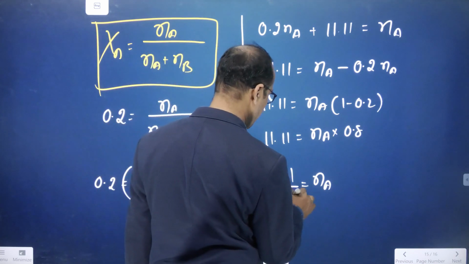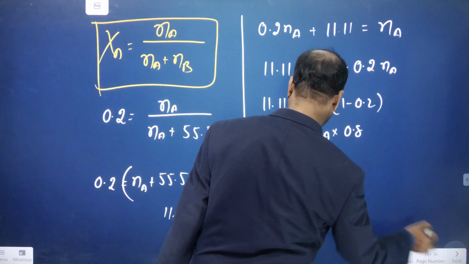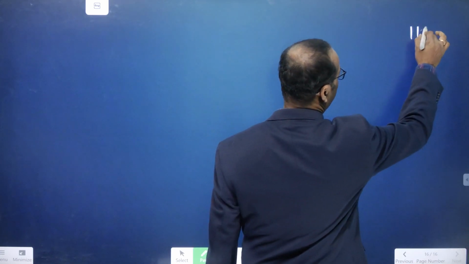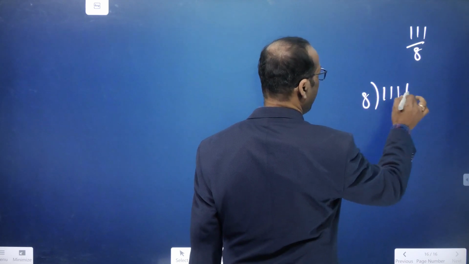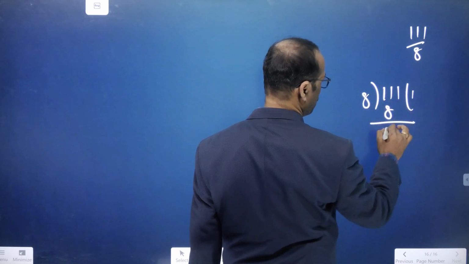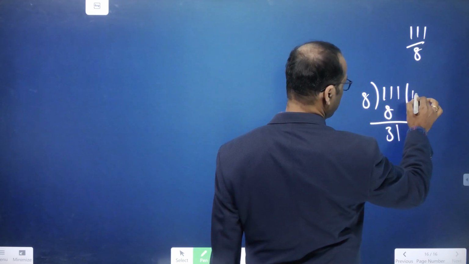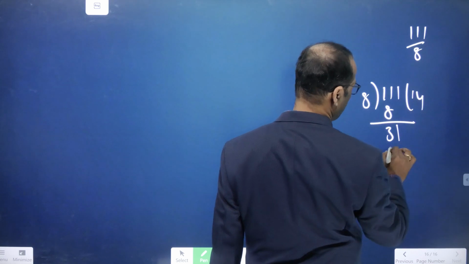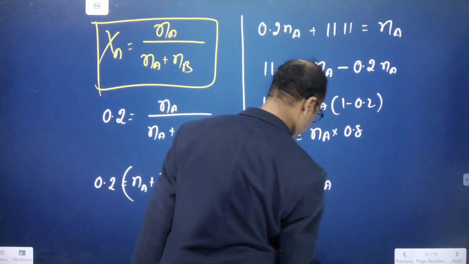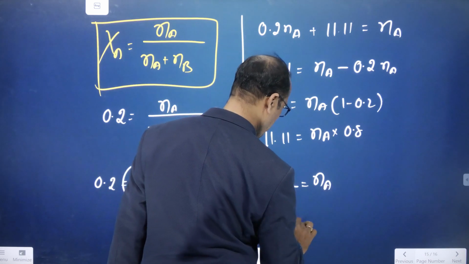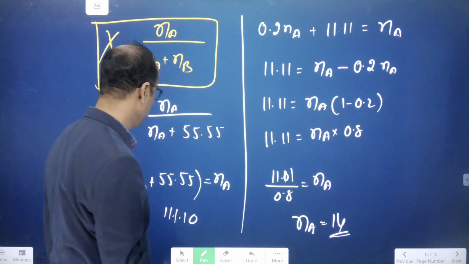So this I'll get as 111 by 8. So 111 by 8, how much will I get? 8 ones are 8, so 3 will be left. 8 fours are 32. Approximately I'll get 14. So Na is equal to, approximately, 14.